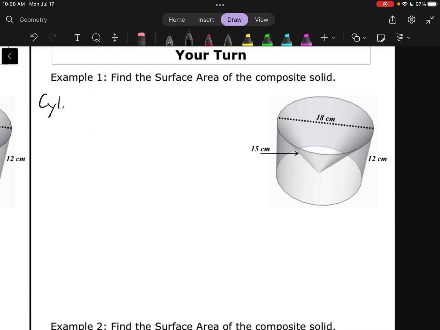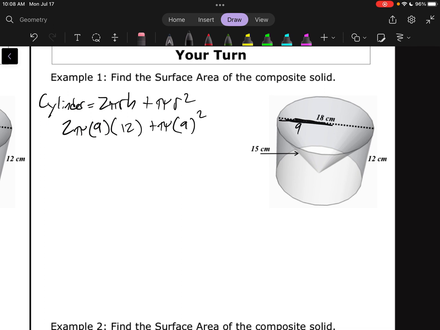Okay, so as far as the cylinder goes here, I'm just going to be doing 2 pi r h plus pi r squared. I'm not going to be doing 2 pi r squared because we only have one circle that is being exposed. When I plug stuff in there, that should be 2 times pi times 9 times 12 plus pi times 9 squared. That 9, of course, is coming from the radius. So let me see what I get when I do that part. I'm getting 933.1.